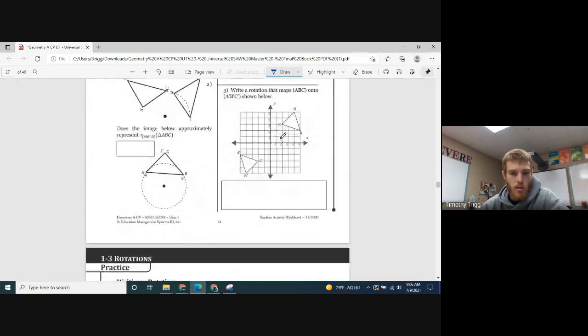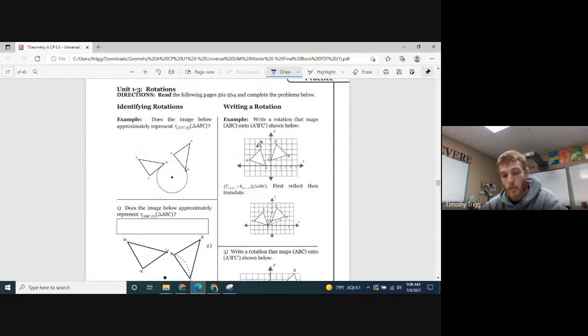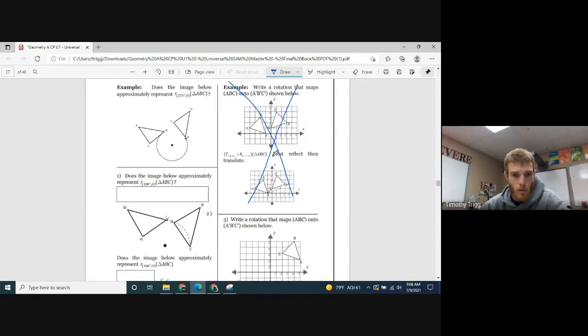Let's go on. I'm going to show you some tricks to do with tracing paper, and I'll show you how to easily find rotations. Now, the first thing I want you to do is on page 21, I want you to ignore this example because this example does not belong here, actually. I don't know why this example is here, but ignore it.